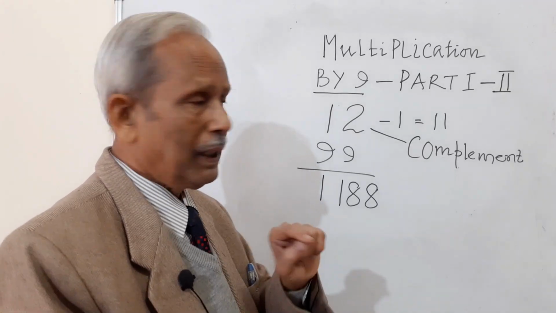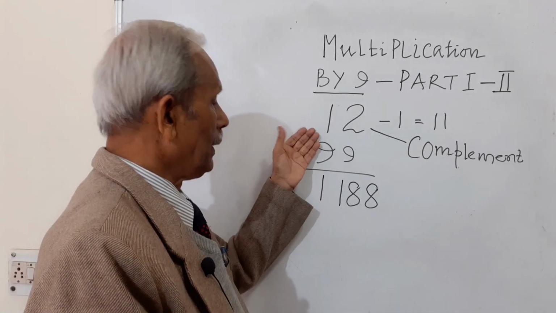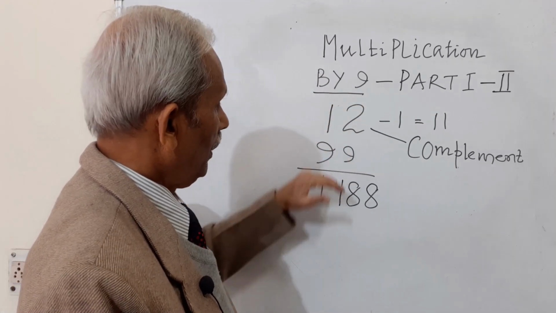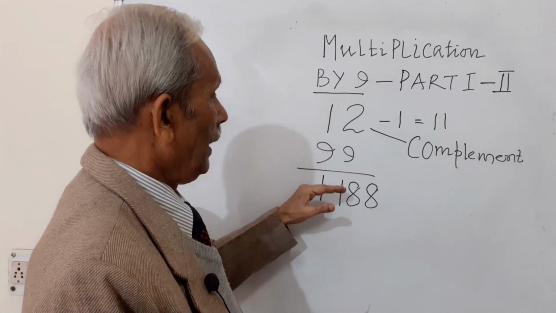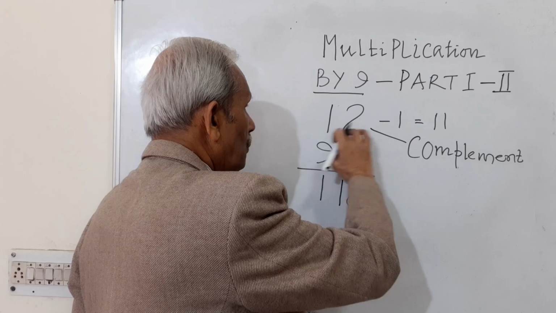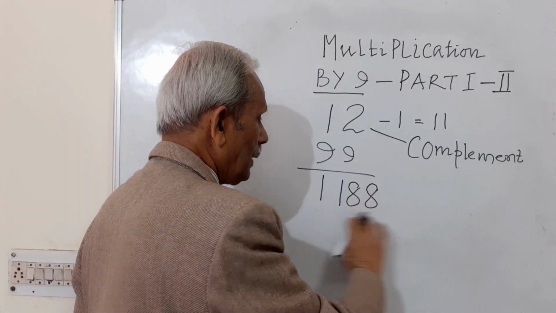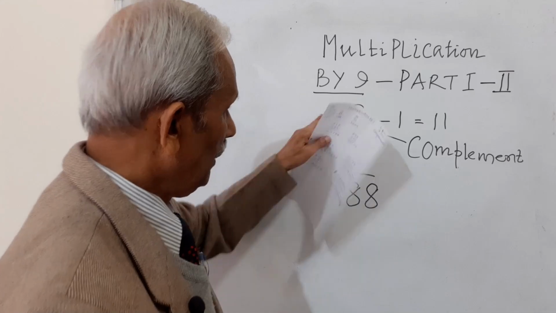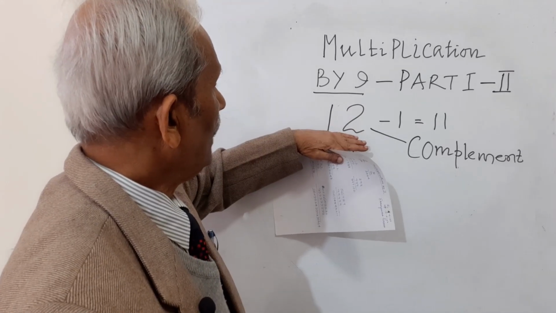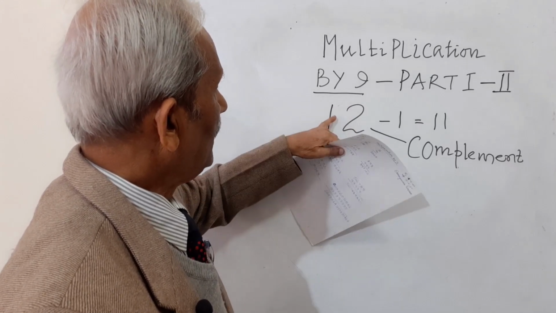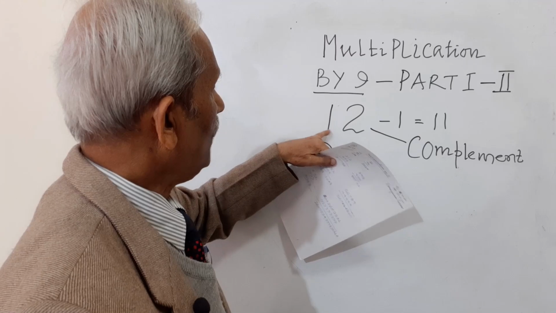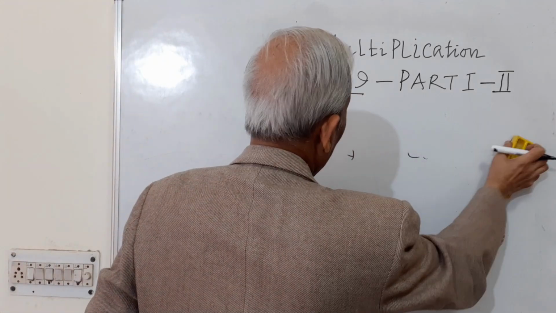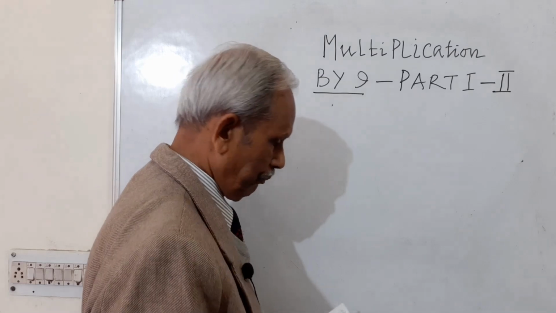I revise it again. The multiplicand is to be reduced by 1, so make it 11, and then we get the complement of 12, which is 88. So the answer is 1188. It's quite simple. You do it mentally: 1 reduced, 11, complement 88; 10 minus 2 is 8, 9 minus 1 is 8, 1188. Quite easy, quite simple.